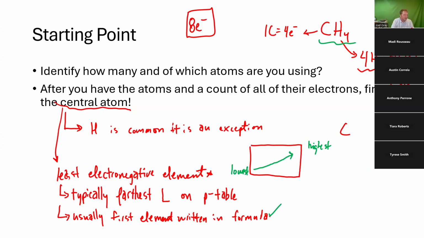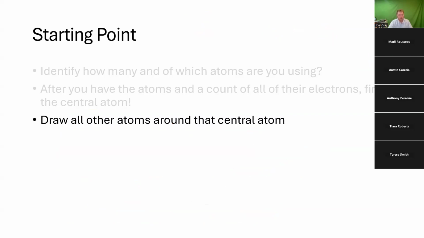So with that said, can everyone tell me in the chat, what is our central atom for this formula, CH4? Wonderful. Carbon. You're absolutely right. Carbon is our central atom. Now we're going to go to our next step. We're drawing CH4. Our central atom is carbon. Next, we're just going to draw all of our other atoms around that central atom.